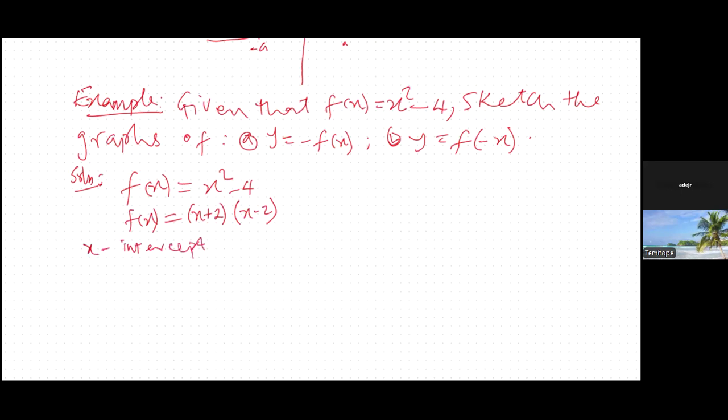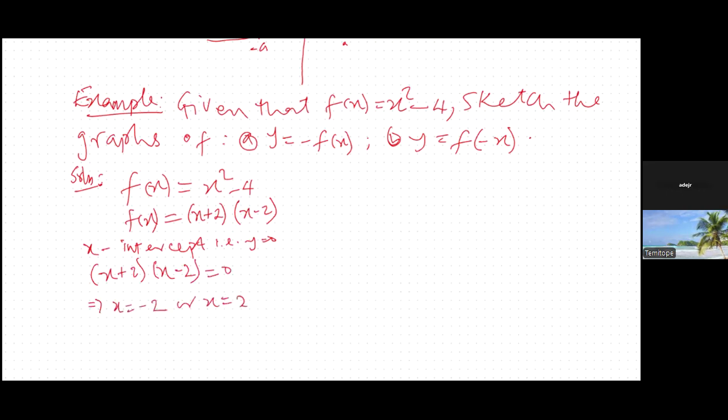That is y equals 0. So that means (x + 2)(x - 2) = 0, and that implies that x equals -2 or x equals 2.